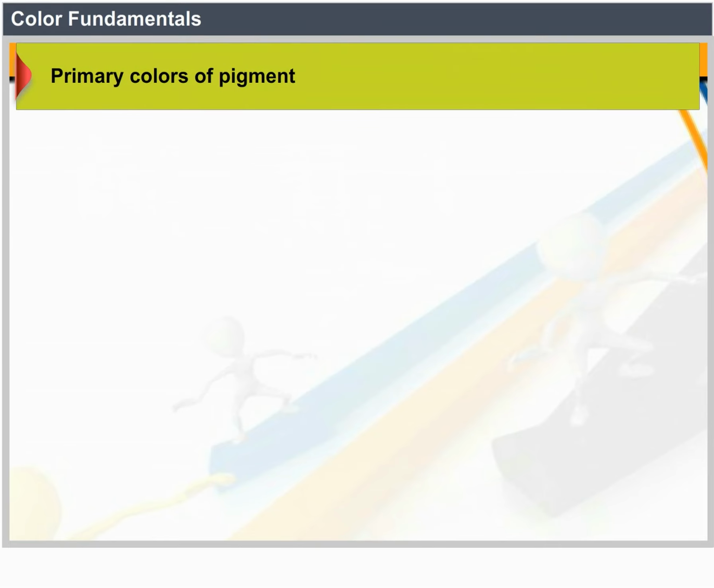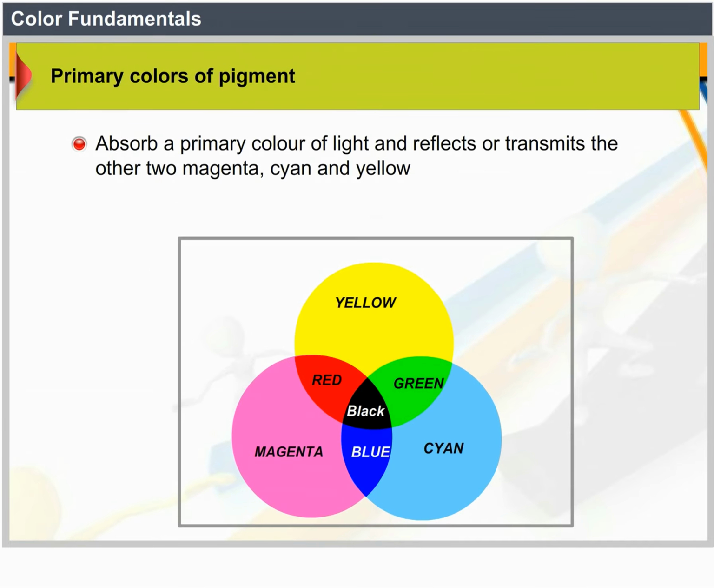Primary colors of pigment absorb a primary color of light and reflect or transmit the other two: magenta, cyan, and yellow. This figure shows the primary and secondary colors of lights and pigments.